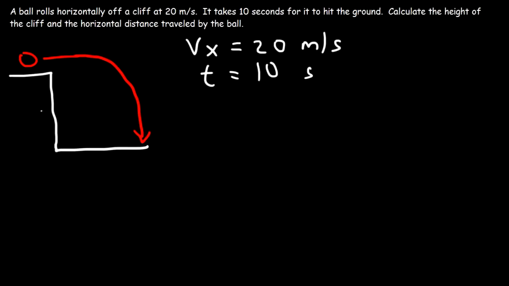Calculate the height of the cliff, that's h, and the horizontal distance traveled by the ball, which is the range. To find the height of the cliff, we could simply use this equation. H is equal to 1/2 at squared.